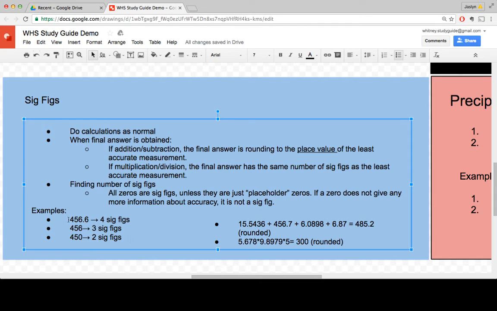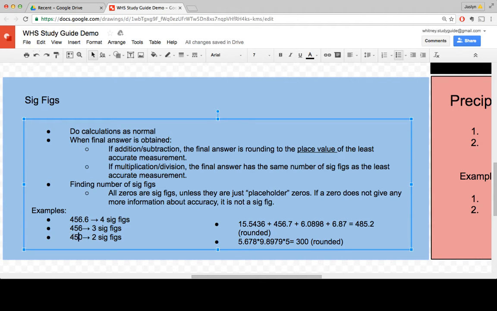So we have 456.6, pretty self-explanatory. 4 sig figs. We have to the 10th, 4 sig figs, everything's great. Here, 456, 3 sig figs. It's pretty self-explanatory. We have hundreds, tens, ones. They're all giving us information about how large this object is, the measurement of this object.